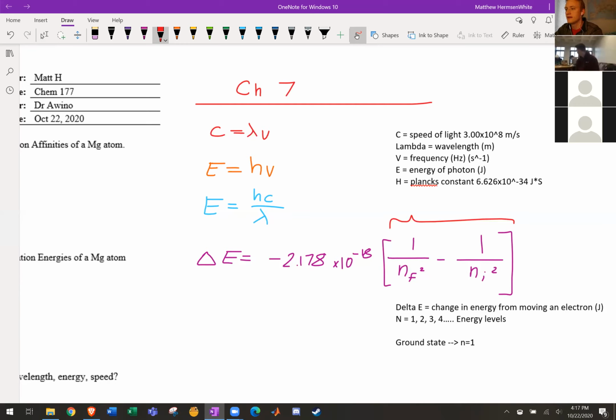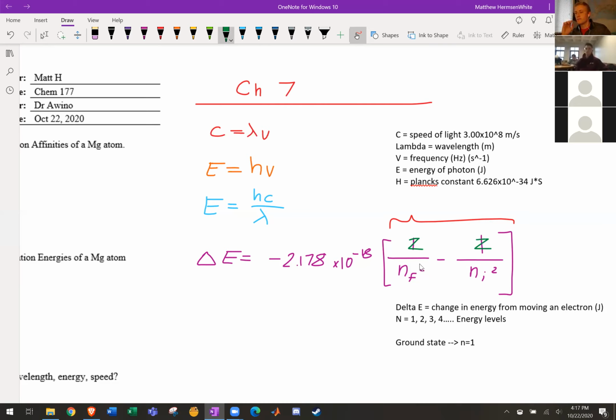Do you remember what that is? I don't remember, but it was for a hydrogen atom, and for the Z you just plugged in 1 every time. Oh, so it was like Z squared up here? Yeah, Z squared over n squared.